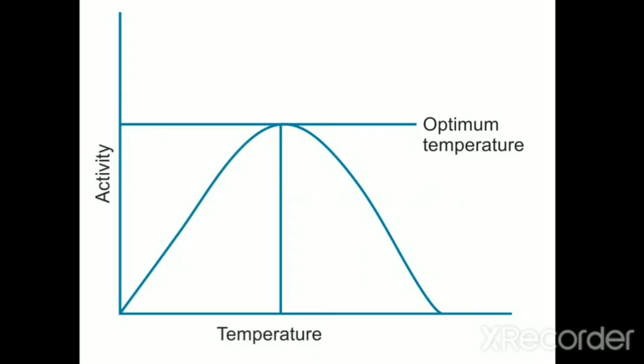So here also we will get a bell-shaped curve. Here the x-axis represents the temperature of the medium, the y-axis represents the reaction velocity, and the enzyme molecule has maximum activity at a temperature which is known as the optimum temperature, and the enzyme activity reduces with any change in the optimum temperature.